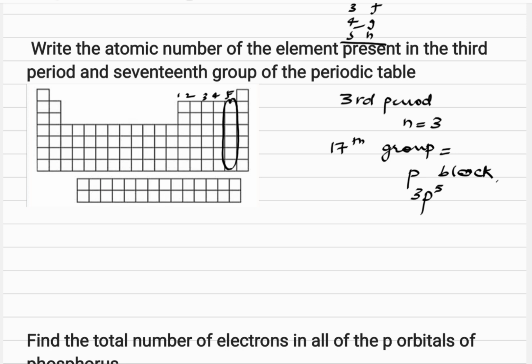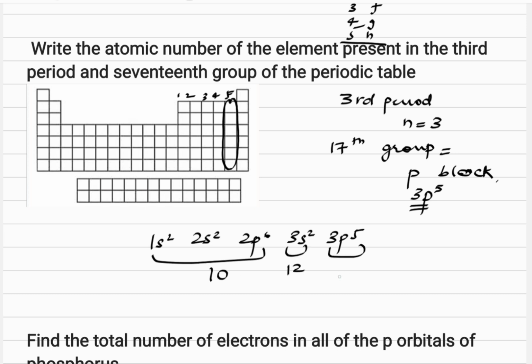Now, everything before that we can write. So before 3p, we have 1s2, 2s2, 2p6, 3s2, and then we have 3p5 here. So 10 here, till here we get 12, and here we get 17. So the atomic number of the element present in the third period and 17th group is 17. Okay, moving on.